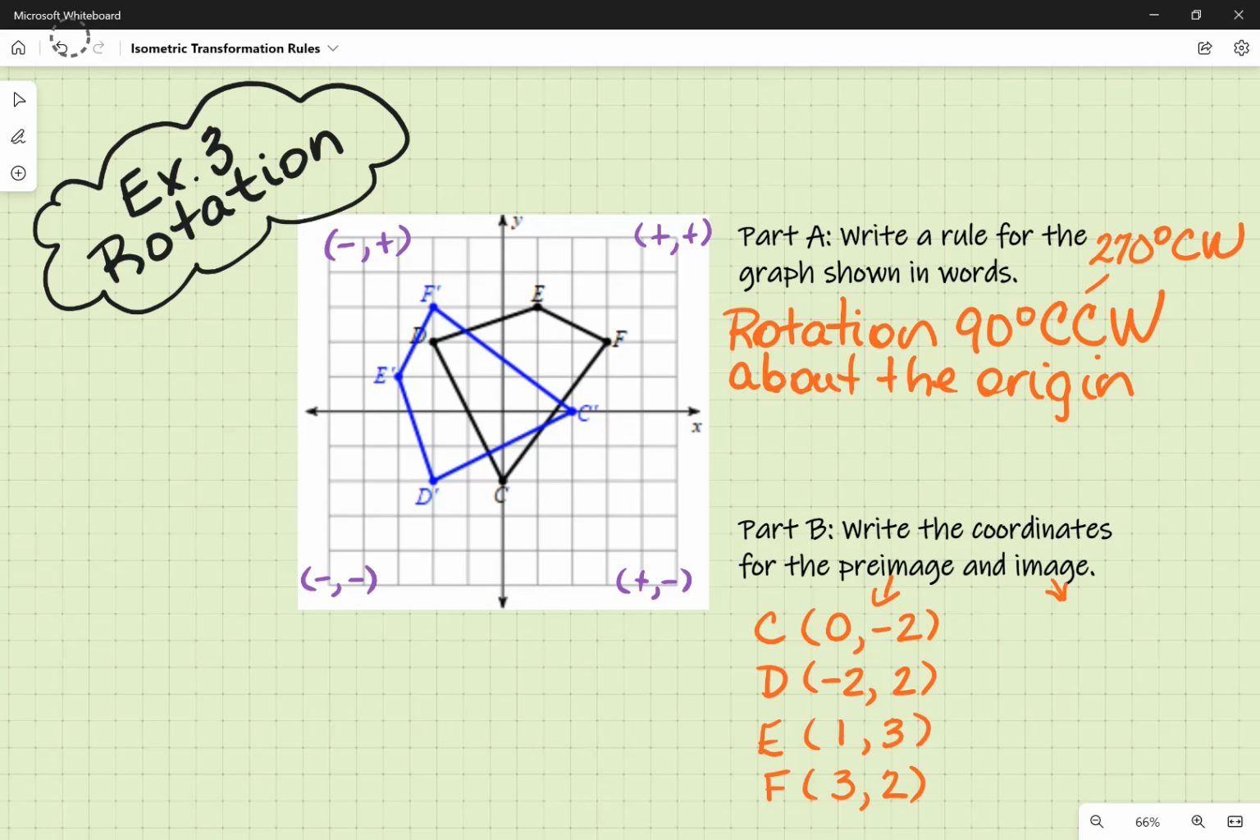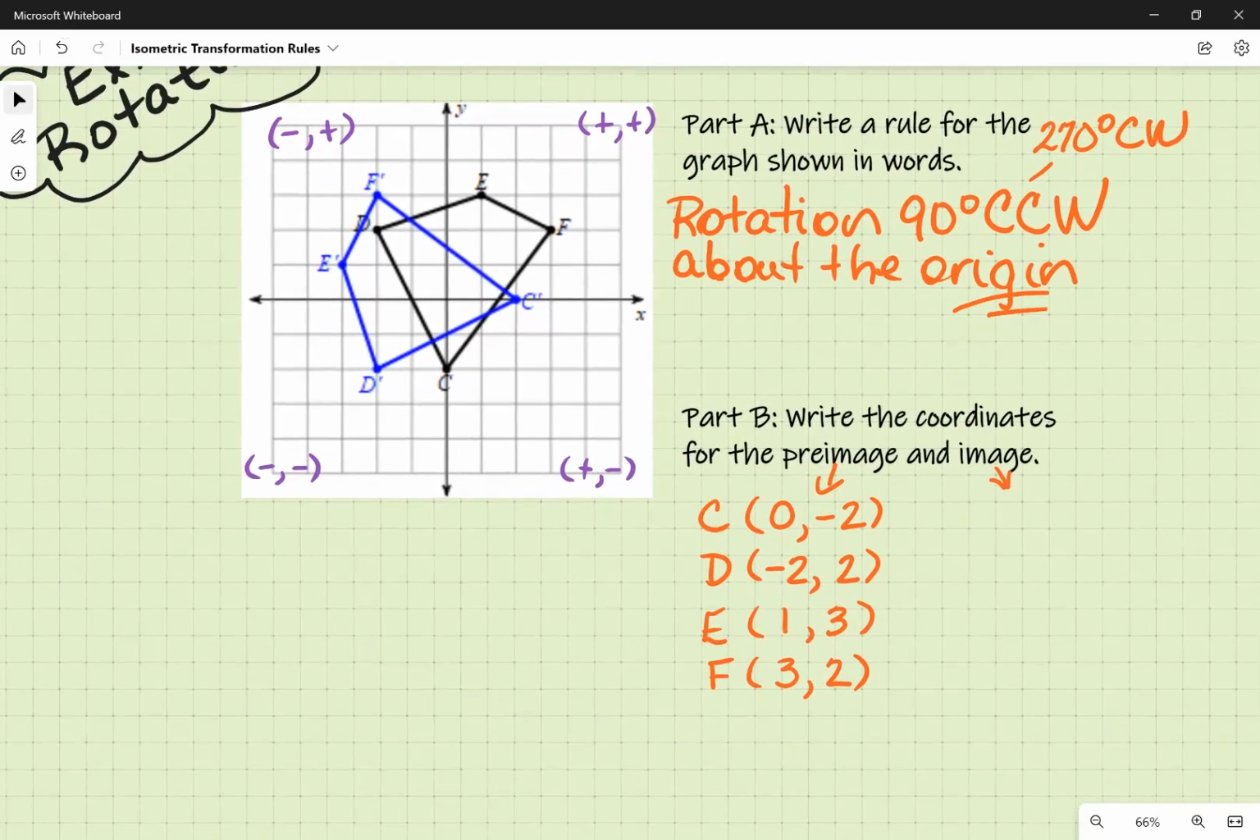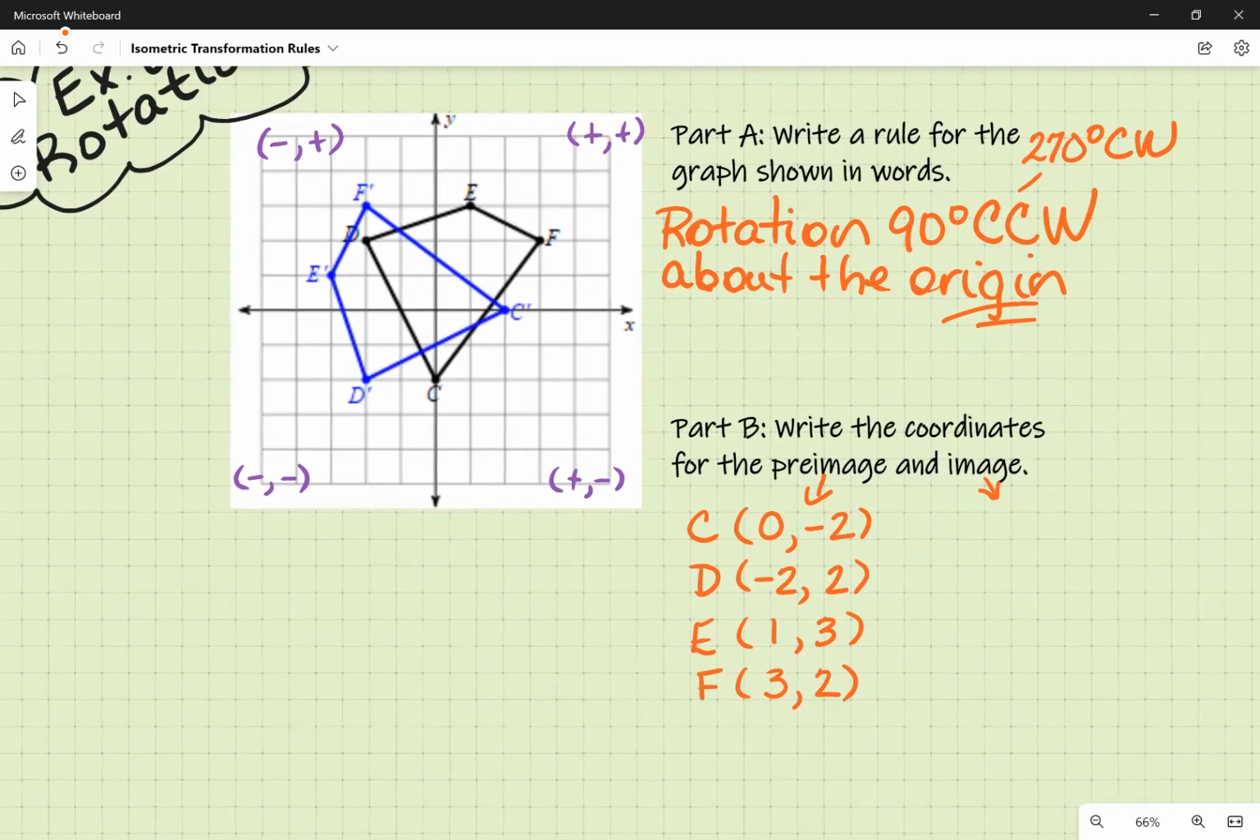And why am I saying about the origin? Because the same distance that it took me to go from C to the origin, it took me the same distance to C prime. And if I tested all of the points, it would be the exact same thing. So it's about the origin in this particular example. And then finally, if I wanted to write the image of the coordinates, I'm going to just go ahead and label C prime, D prime, because I know my image is going to have the prime symbol on it. That's how I can tell the difference between the figures.